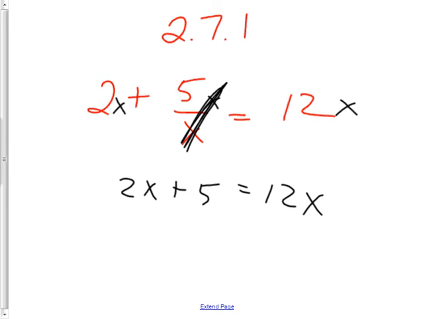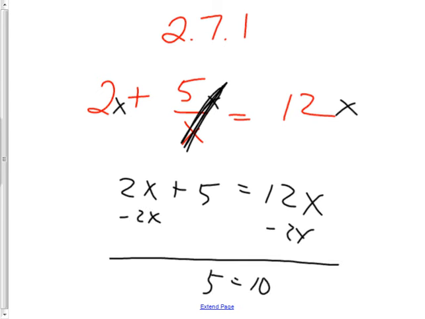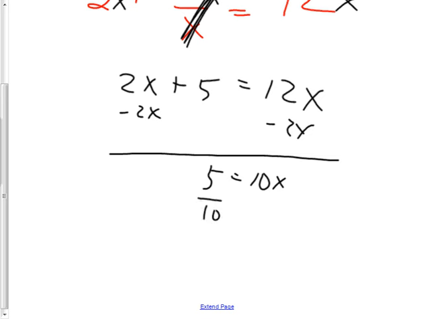I mean, it's so easy. You guys can handle that without any help, right? So yeah, you can figure out what x is, easy peasy from here. Minus 2x, minus 2x, 5 equals 10x, divided by 10, x equals 5/10 or 1/2, okay?